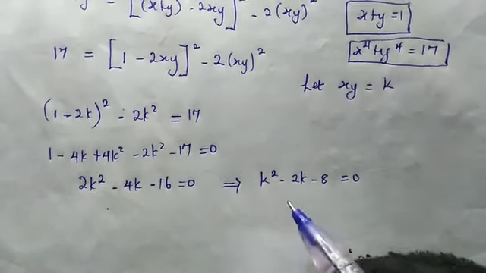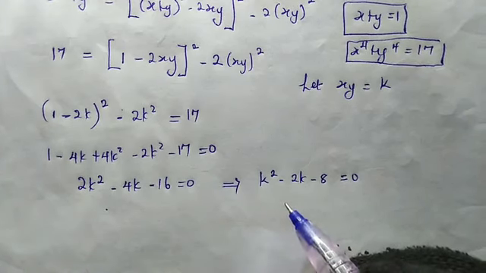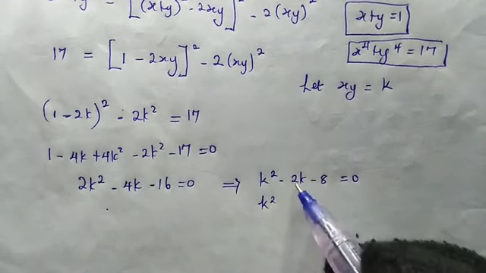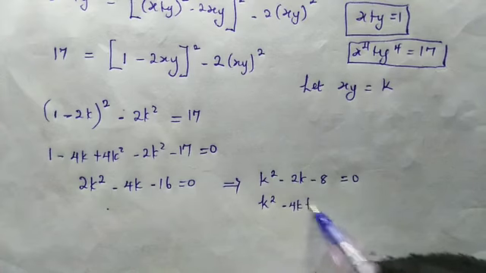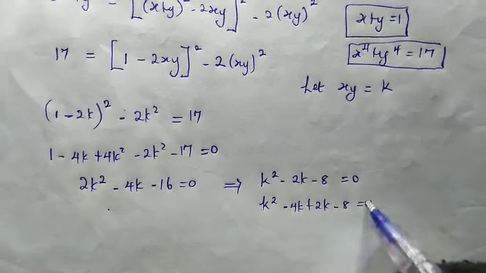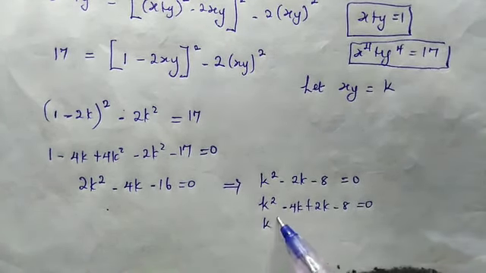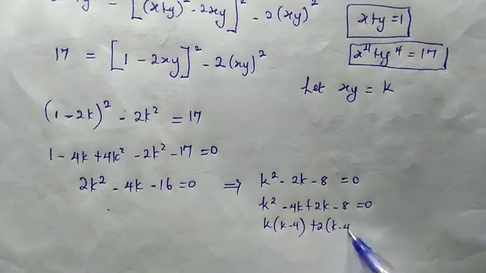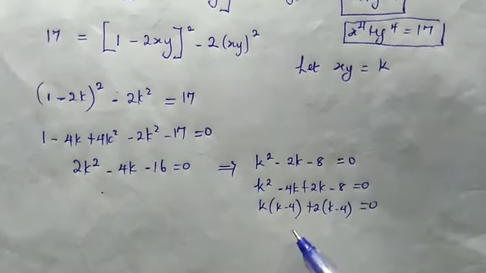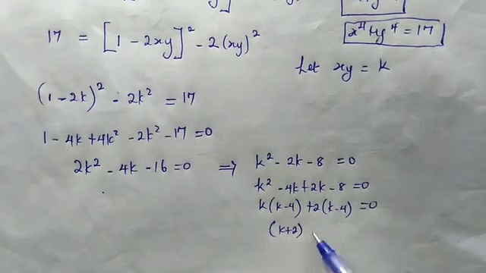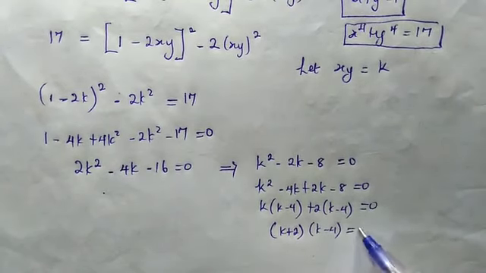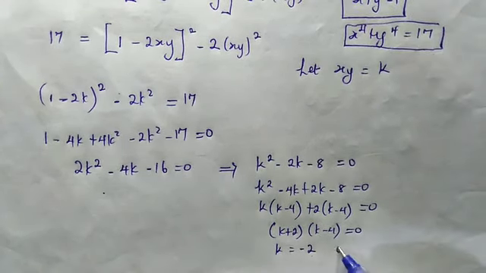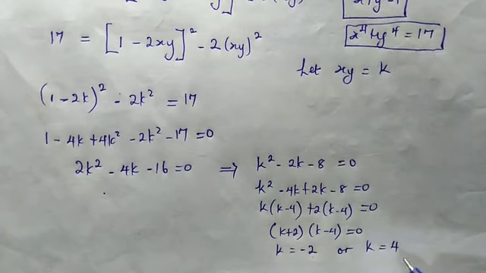So from here, we're going to use the factorization method because this can be factorized. We can write this as k squared minus 4k plus 2k minus 8 equals 0. From here we factor out k and we are left with k minus 4, and from the other terms we factor out 2 and we are left with k minus 4. So we have k plus 2 multiplied by k minus 4 equal to 0. From here, k is equal to negative 2, or k is equal to 4.